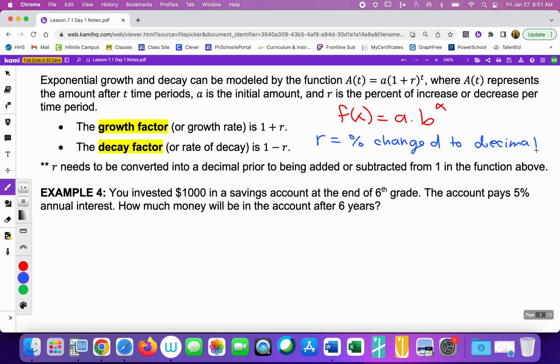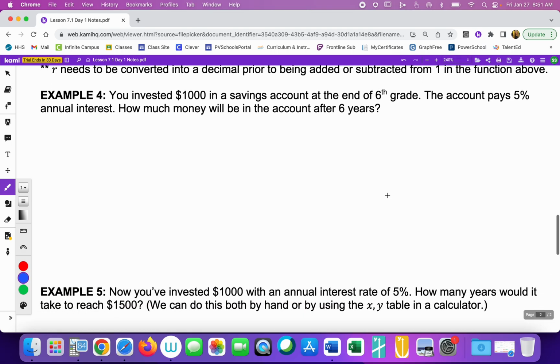I did mention that there too, but the percentage needs to be changed to a decimal before you can use it in the problem. We're going to be using that in these two problems. So let's say you invested $1,000 in a savings account at the end of 6th grade. The account pays 5% annual interest. That's actually very high compared to now. Now it's like 0.05%, something like that. How much money will be in the account after 6 years?